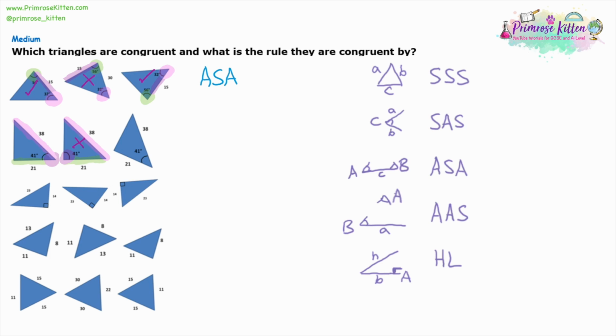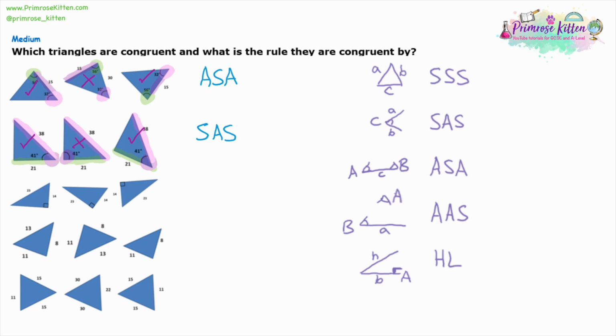Now let's have a look at the third one. So again, I'm going to start off with the 21 measurement, which goes to the angle, 41, which goes to the side, 38. So this time, it looks like it does join the same order. We have a side, an angle, and a side. So write down how we're proving it, side, angle, side. Let's indicate which triangles are congruent. It's the first one and the third one.